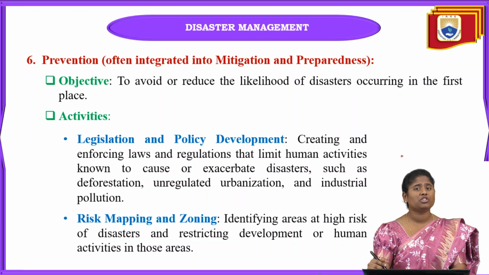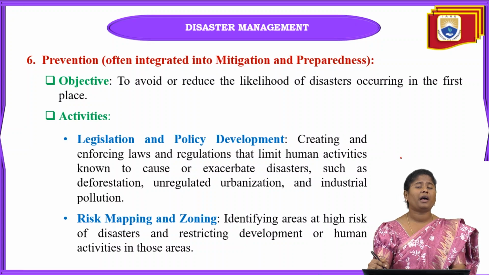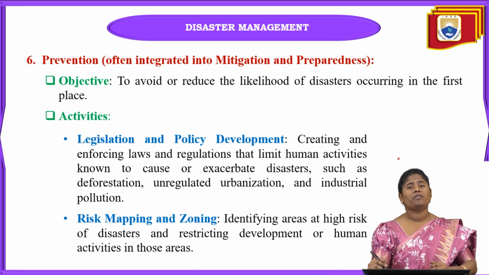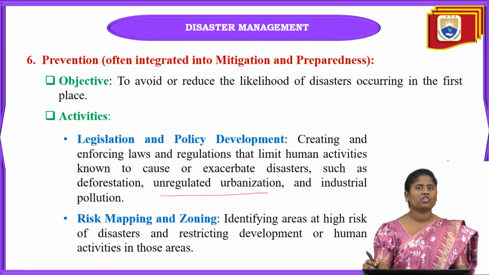Because of deforestation, many natural disasters are happening. Why? Earthquakes can happen when the earth's surface becomes hot with high temperature. If there is high temperature, at some places earthquakes can occur. Also, unregulated urbanization can be seen, and industrial pollution can be reduced if we are going to save ourselves from disasters.